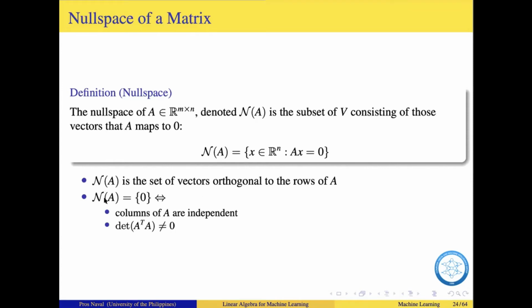Okay. When the null space is 0, which means that the only way for this to be true is x equal to 0, that is the so-called trivial solution. That means that the columns of A are independent. And it also means that the determinant of A transpose A is not equal to 0. It also means many other things, but we'll talk about that later on.